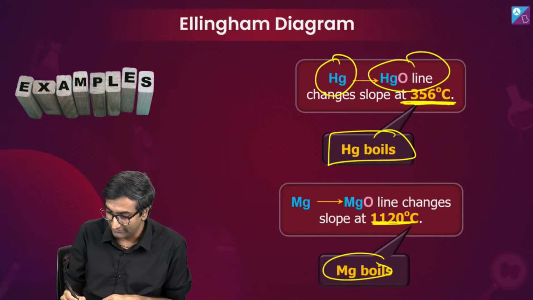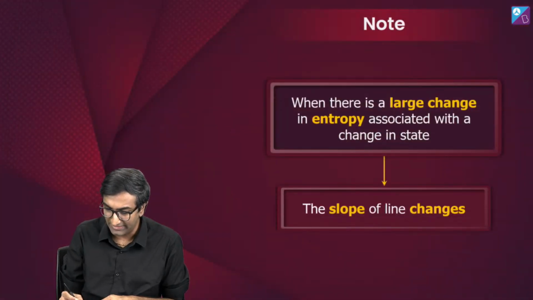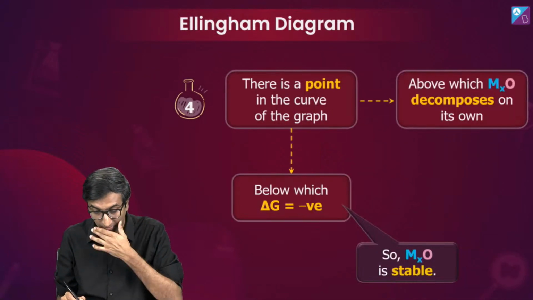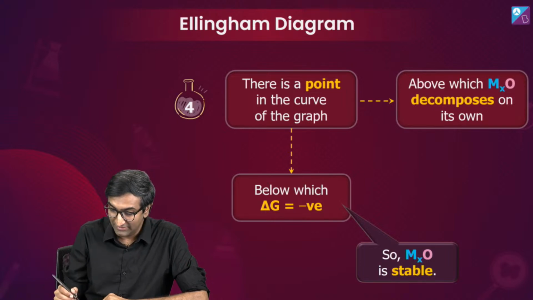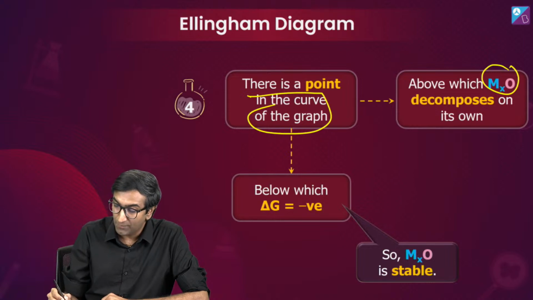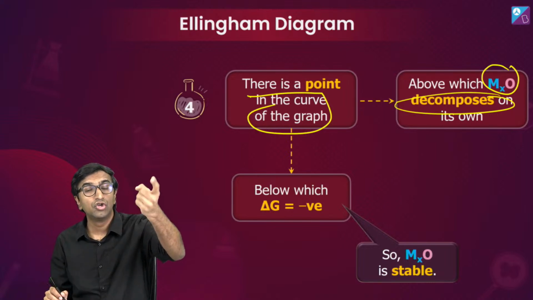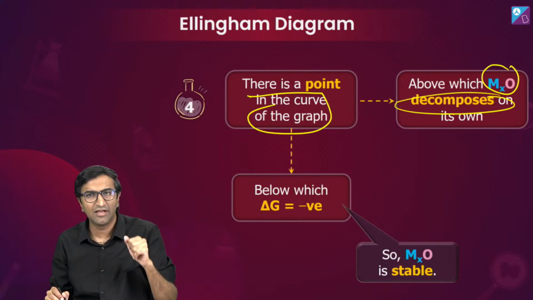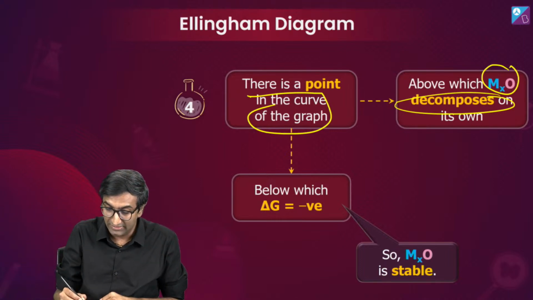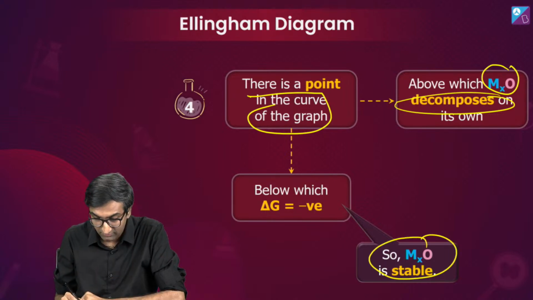Similarly magnesium boils at this, hence there were 2 of these slope changes, okay. I've already told you this. There is a large change in entropy associated with change in state, and hence you've got this, okay. Now interestingly, there's a point in the curve of the graph above which it decomposes on its own. You remember that whole calcination thing, or this thing where you heat it a lot and it breaks apart. So that can also happen. Below this, delta G will be negative, hence this is stable, okay. That's another point.